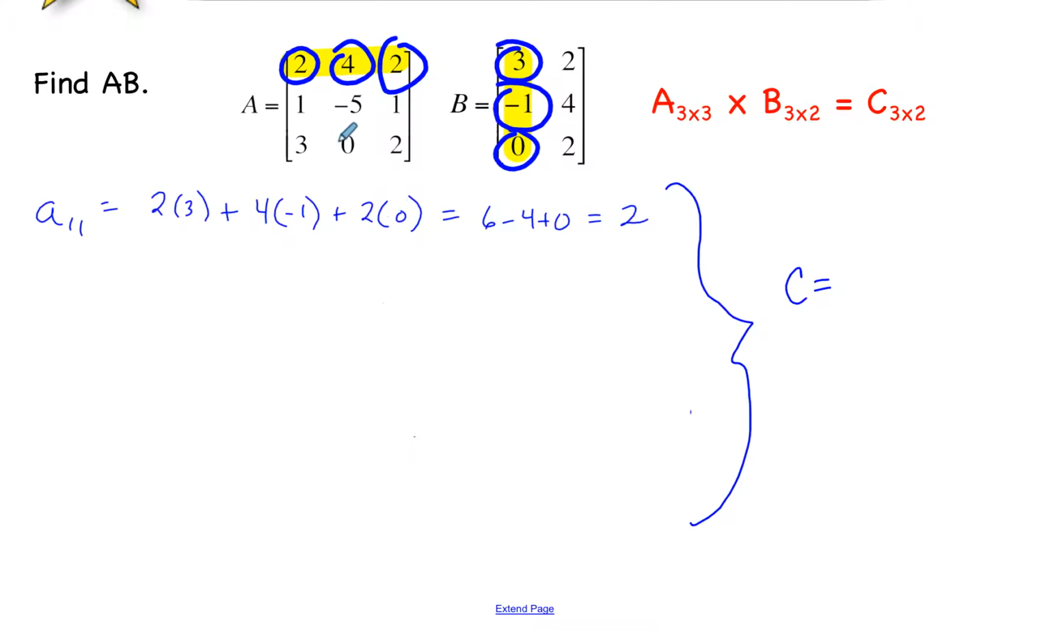Okay? So 2 times 3 gives us a 6. 4 times negative 1 gives us a negative 4. So we have 6 minus 4, which is 2, and 2 plus 0 is 2. So what goes in row 1, column 1 is the element 2. Okay, so now we're going to continue on.